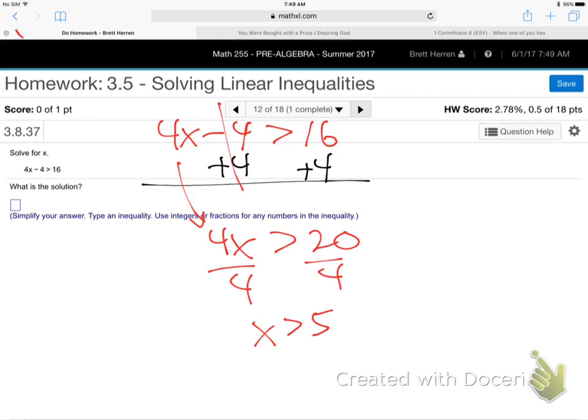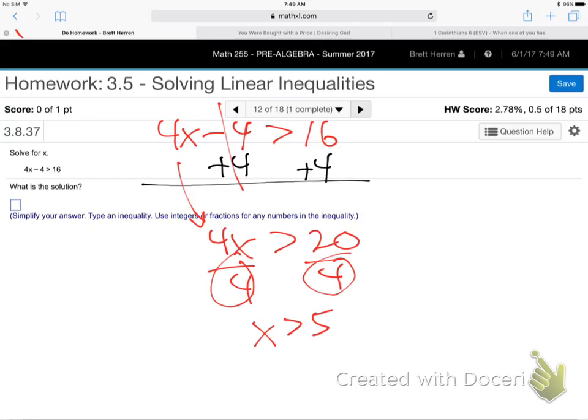And do I need to turn the symbol? No, because what did I put under the bar? A positive number, so that's okay. It's only when you put under the bar a negative number that you need to flip the symbol. Well, that makes sense.